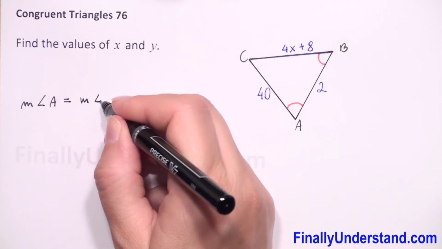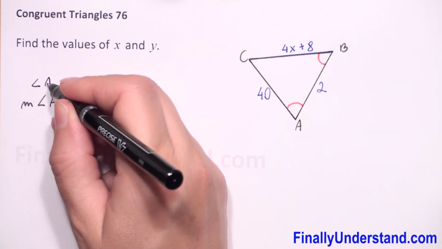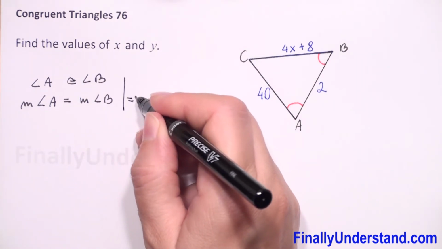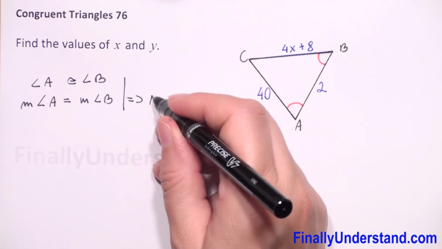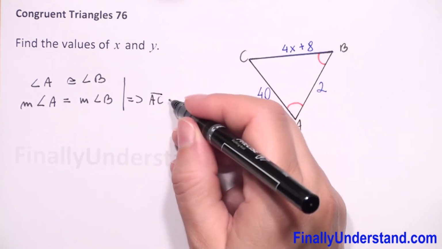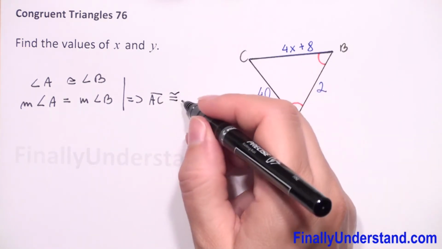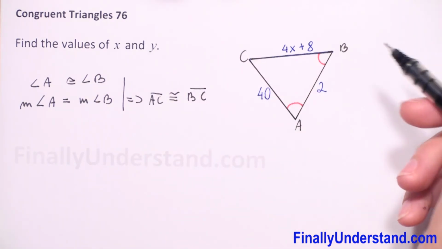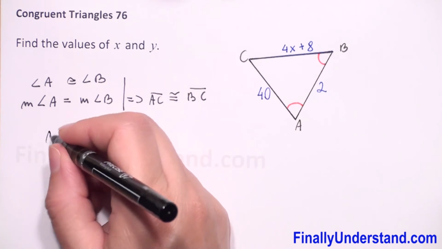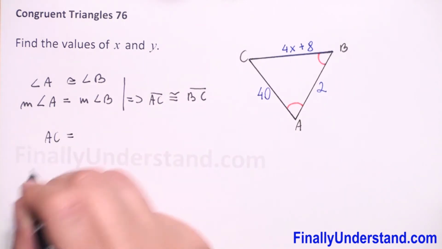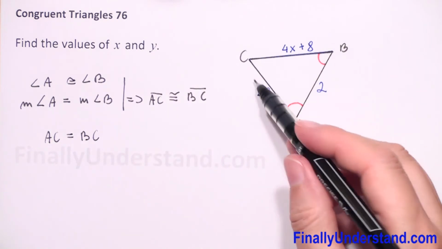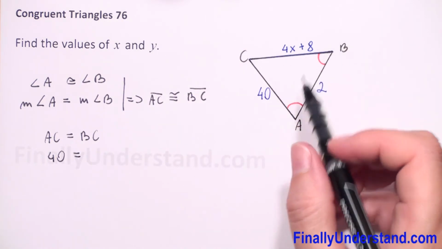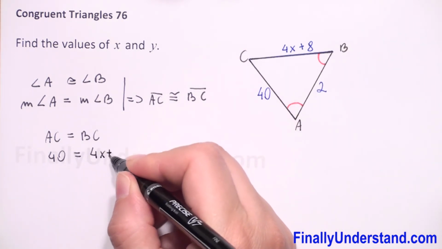to the measure of angle B, or we can write that angle A is congruent to angle B, it means that side AC, segment AC, is congruent to BC. So we can write that AC is equal to BC. AC is given by 40, and this is equal to BC, which is given by the expression 4x plus 8.